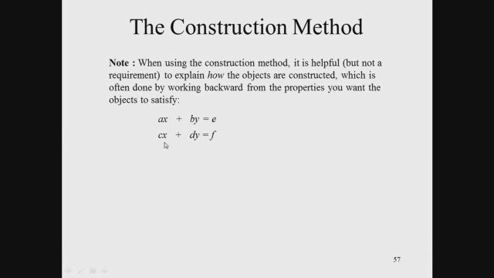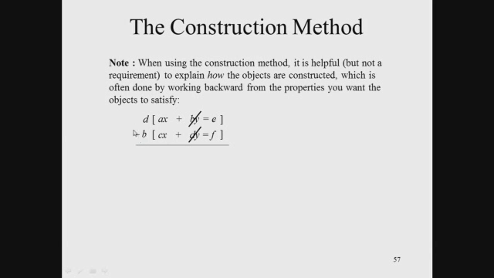And by play with, here's what I mean. Let's multiply the top equation through by d and the bottom equation through by minus b. And what does that do for me? Well, if you look at d times this equation, look at the d times by and the minus b times dy. What's going to happen when you add these two? D times by minus b dy is 0. They're going to cancel.